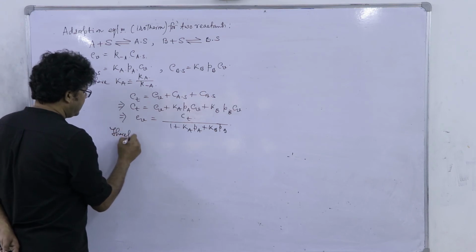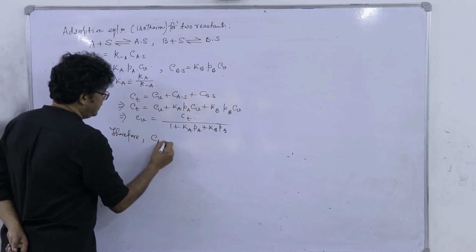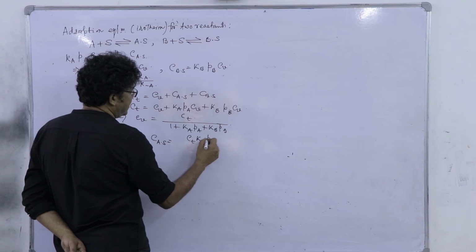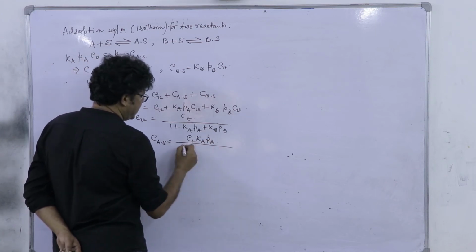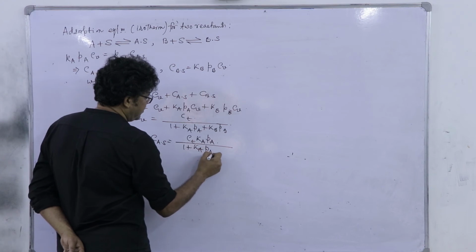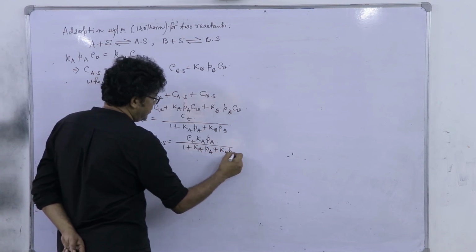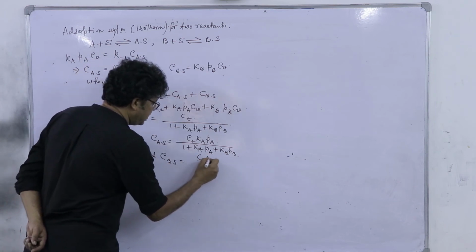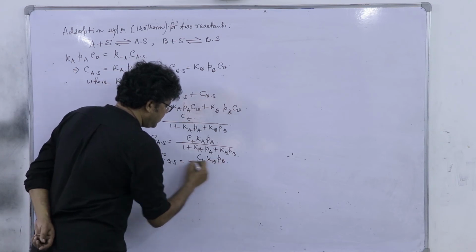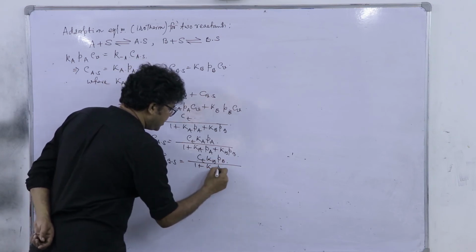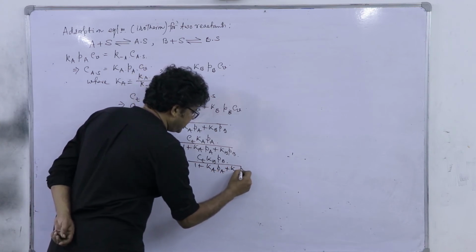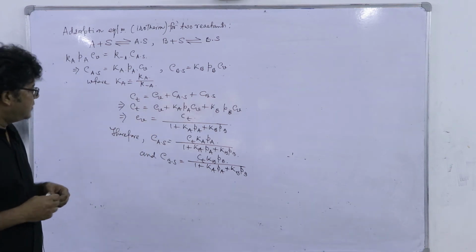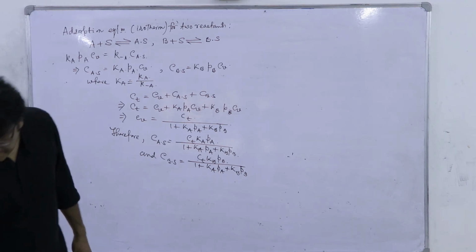Therefore, C A dot S is equal to C T K A P A divided by 1 plus K A P A plus K B P B, and C B dot S is equal to C T K B P B divided by 1 plus K A P A plus K B P B. So, these two are the equilibrium relation individually for this A and B, right.